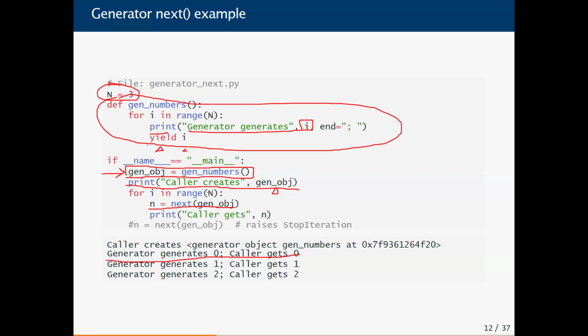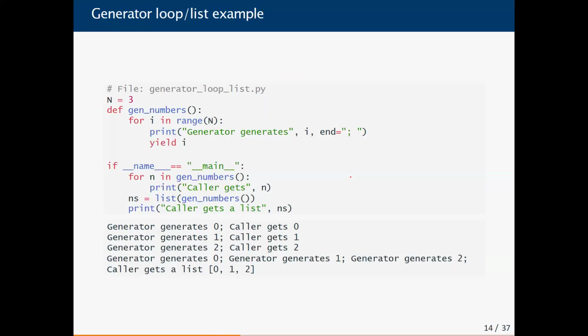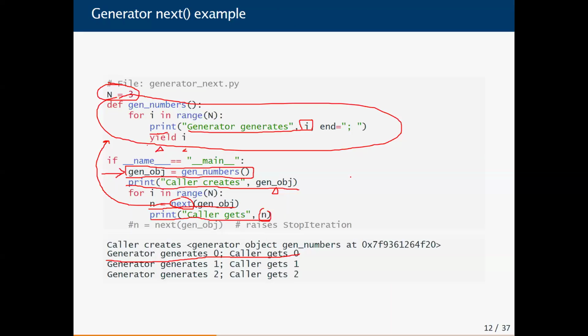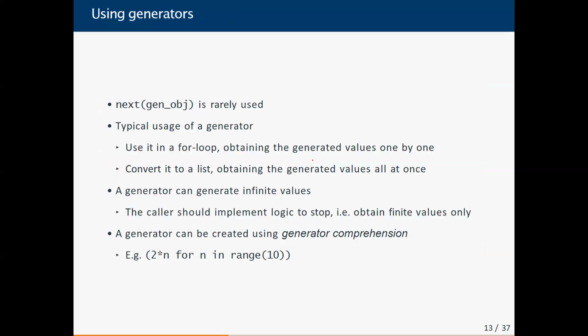And then after we yield i from this coroutine, we use this keyword next to go back to the coroutine. And then we print what the caller gets from the coroutine, which is n. So I think this example is actually not very clear to illustrate the use of generator. Let's look at some examples later.